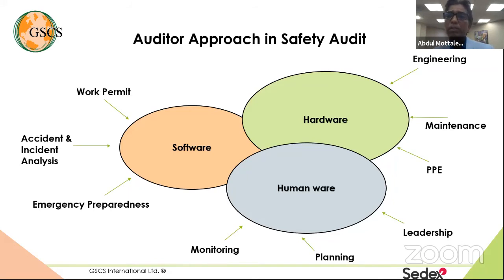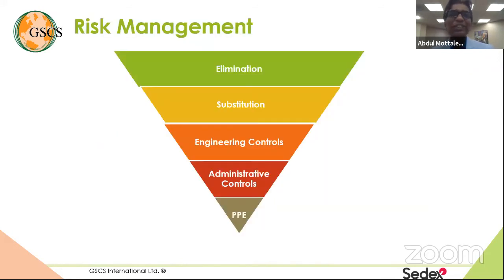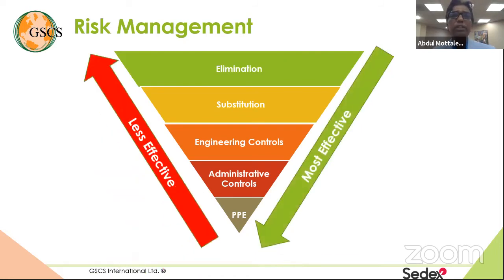If you go to the next slide, I'm sorry, as the slide control does not belong to me, Vishal, you can just click the button. So there is another two bar there. For risk management, what does the auditor look for? The final objective is elimination, substitution, engineering control, administrative control, and PPE. This is the most effective sequence to control the risk all over the facility.